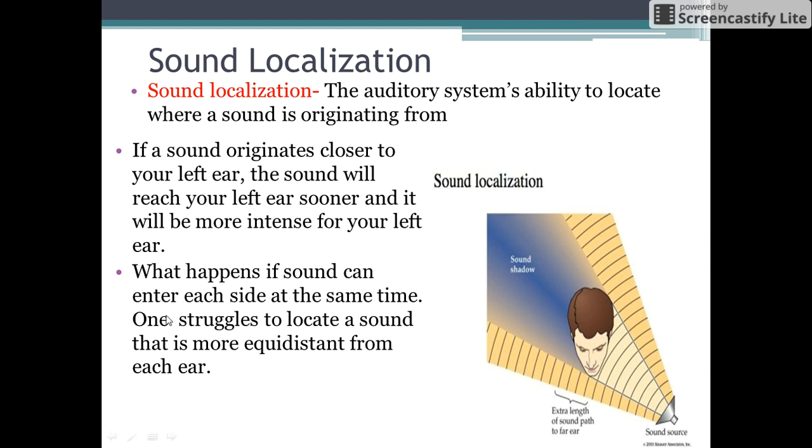So what happens if sound can enter each side at the same time? Sound comes here at the same time as a sound coming here because the sound is right in the middle of your ability to hear. One struggles then to locate the sound because it's coming from equidistance from each side of the ear.